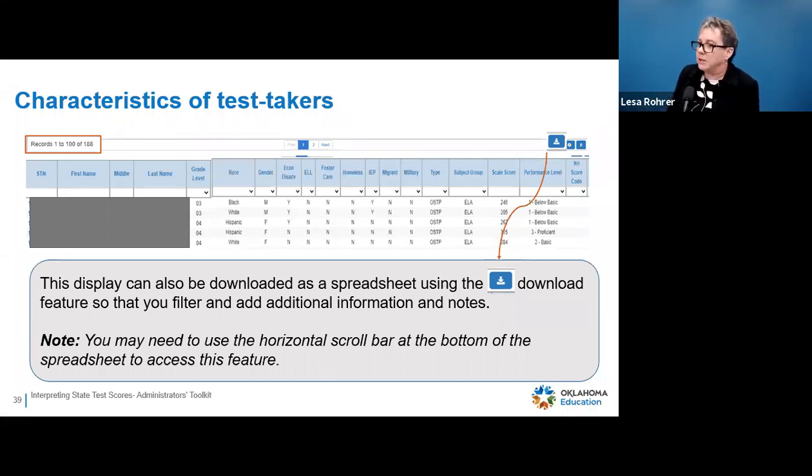So these are the tools you can use to answer that first question: how did our enrollment look and how did our enrollment change? And there is a note that you may need to use the horizontal scroll bar at the bottom of the spreadsheet to access the download feature, because there is so much data in this table.